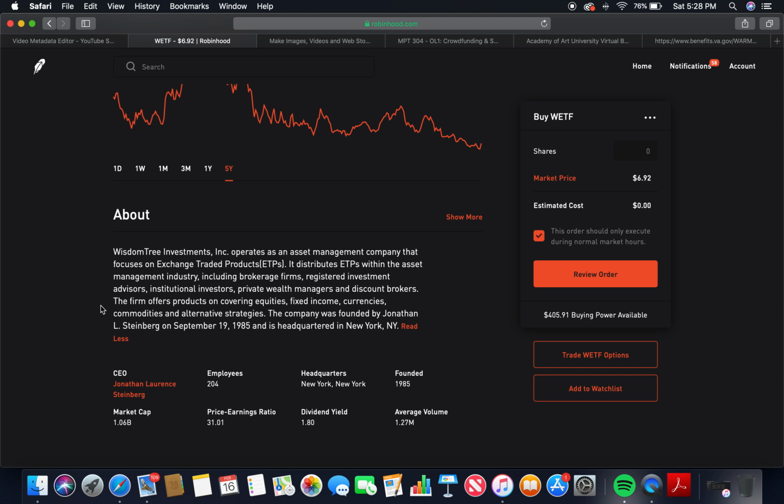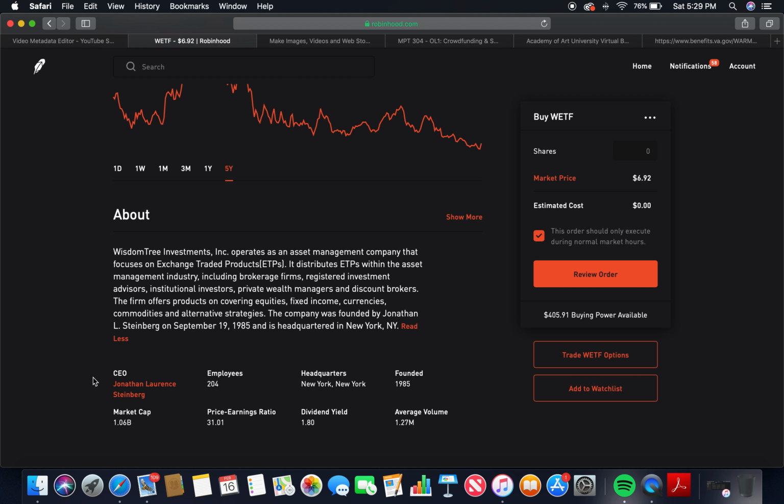WisdomTree Investments Incorporated operates as an asset management company that focuses on exchange-traded products, ETPs. It distributes ETPs within the asset management industry, including brokerage firms, registered investment advisors, institutional investors, private wealth managers, and discount brokers. The firm offers products covering equities, fixed income, currencies, commodities, and alternative strategies. The company was founded by Jonathan L. Steinberg on September 19, 1985, and is headquartered in New York City, New York.